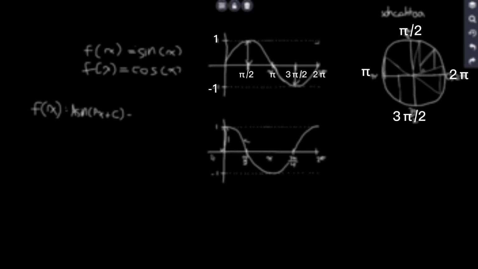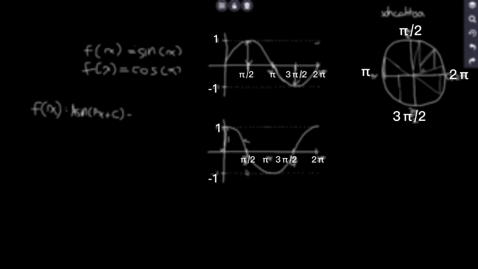The middle of the graph is called the midline, and in these situations, since it's a parent function, the midline is the x-axis. And the highest point in the graph is called the crest. So this spot and this spot. And the lowest point of the graph is called the trough, which is this and this over here.